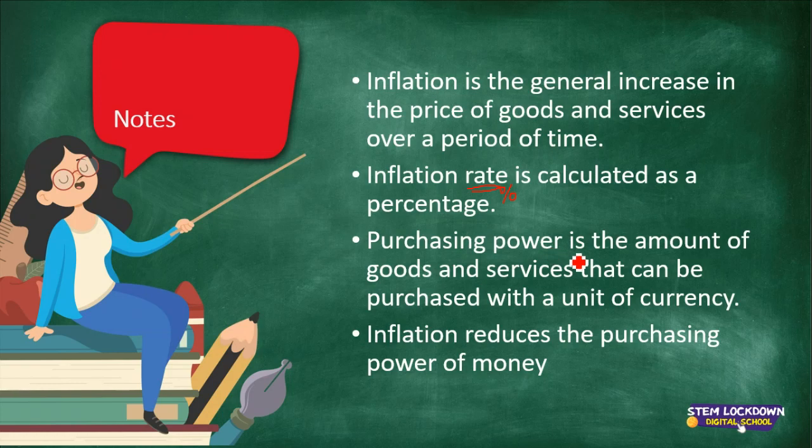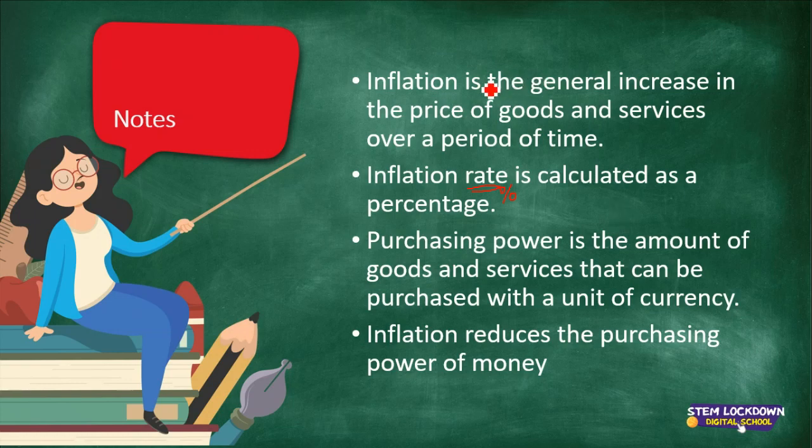This is the amount of goods and services that can be purchased with the unit of currency, right? Okay, so for example, maybe I was able to buy groceries for 1,000 rand 5 years ago, but now those same items cannot be purchased with the same 1,000 rand. That means the purchasing power of money has decreased, right?